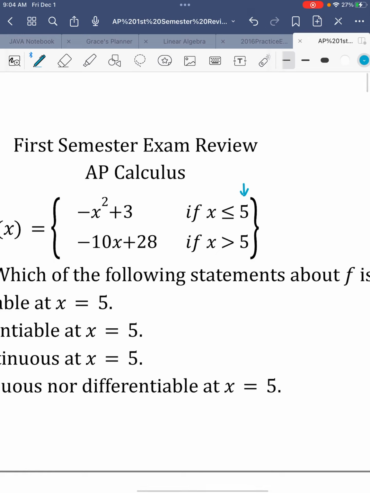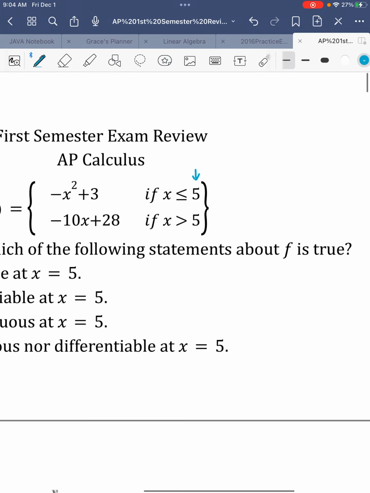this point right here, 5. We plug that in to both of our equations, and we see if they're equal to each other. So we have negative 5 squared plus 3, which would give us negative 25 plus 3, which is negative 22. And then if we plug in 5 into our second equation, we have negative 10 times 5 plus 28, which is negative 50 plus 28, which is negative 22.